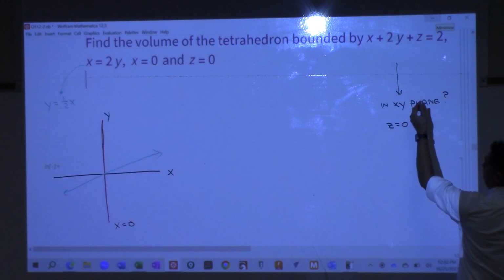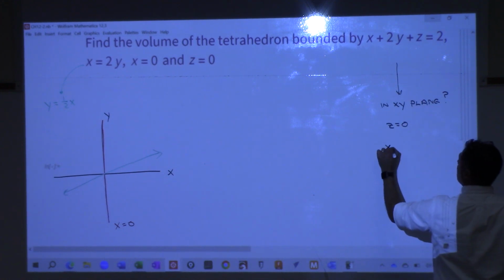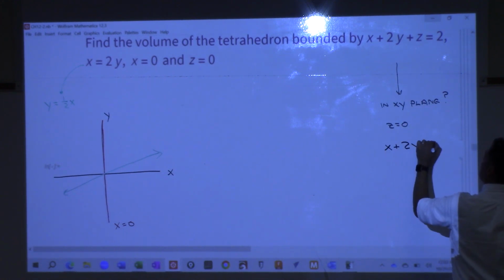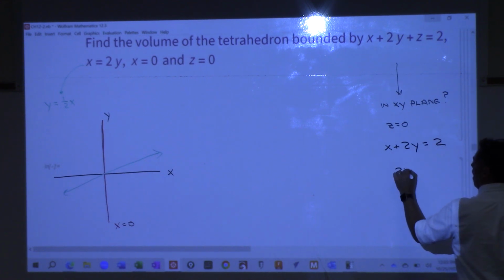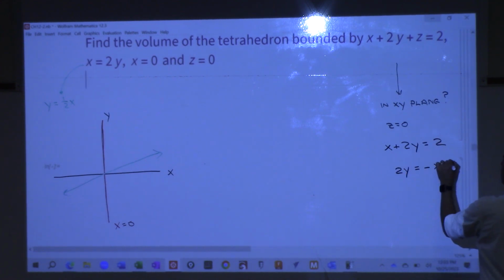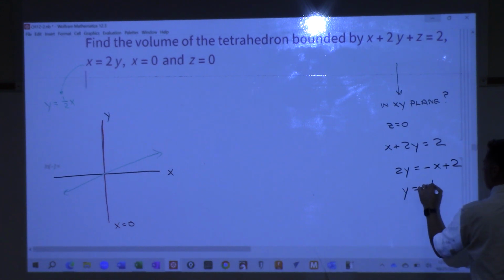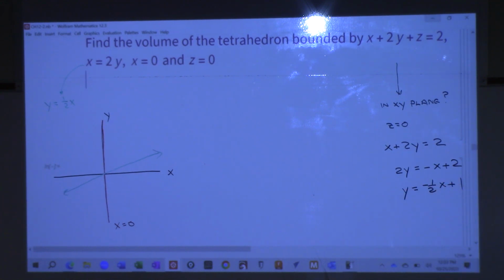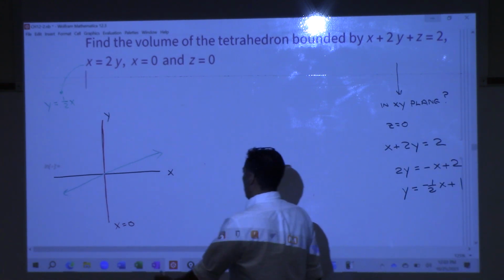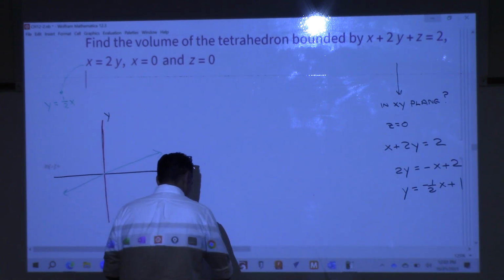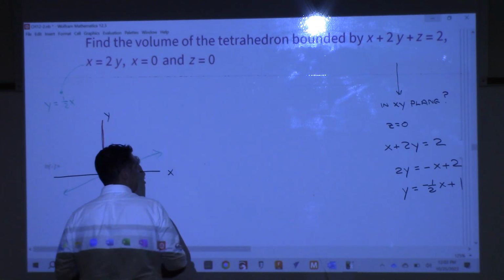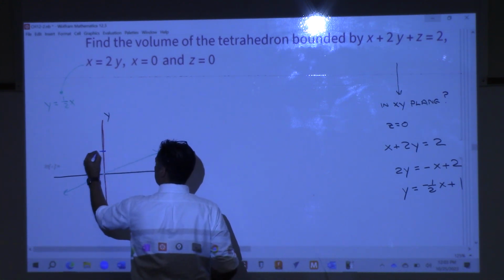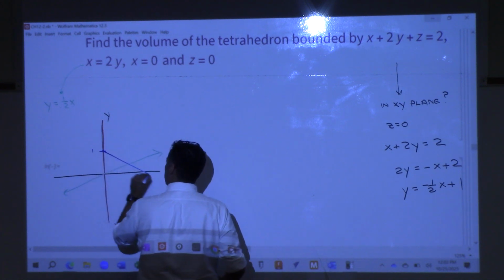That means z is 0 in the xy plane. So just replace z with 0, you get that. And now let's just solve this for y. So that line represents where that plane hits the xy plane. So that means I go up 1, and I have a slope of -1/2. So up 1, slope of -1/2 goes something like that.